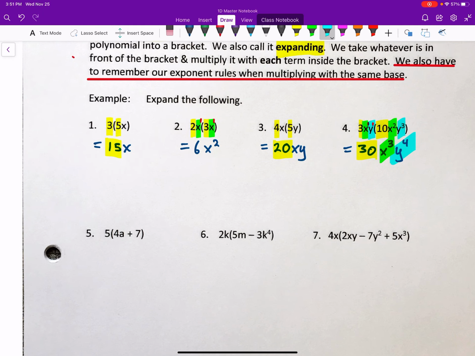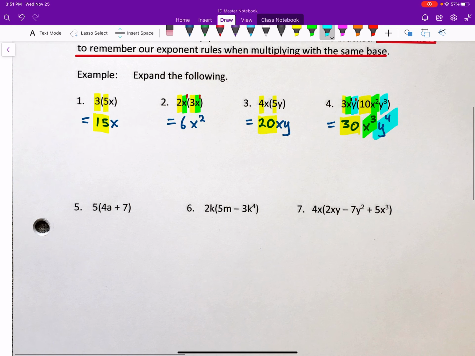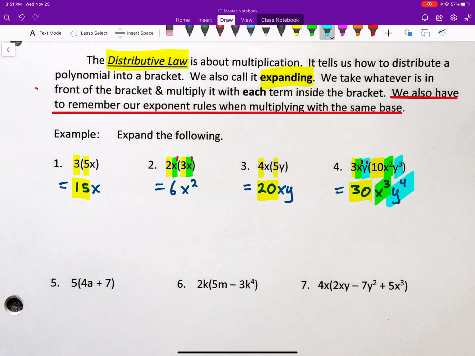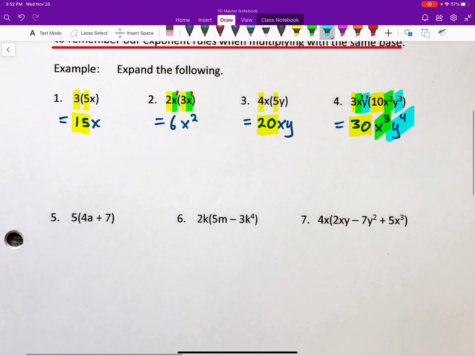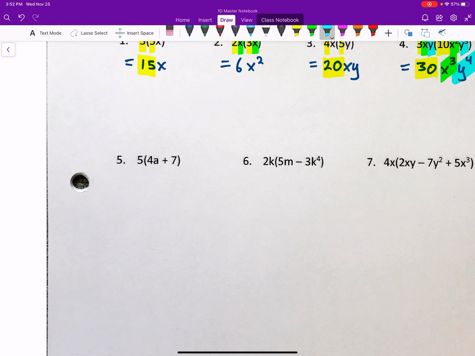Now in this next row, we're going to look at ones that involve more than one term. So in questions 1 to 4, we were multiplying what was called a monomial. If you remember, a monomial is a single term. So we were multiplying a monomial outside the brackets times a monomial inside the brackets. Now we're going to multiply a monomial outside the brackets times a binomial or even a trinomial.